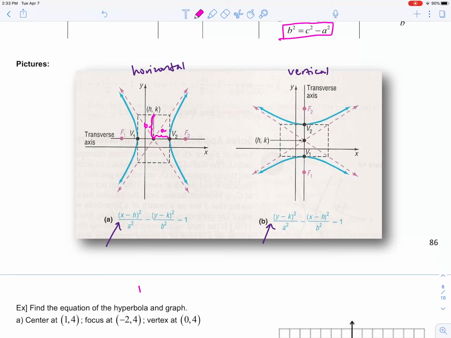And then we have another relationship up here in the formulas, b squared equals c squared minus a squared. I'm going to write it down here because we'll need it for the next problem. The c value is the distance from the center to a focus.